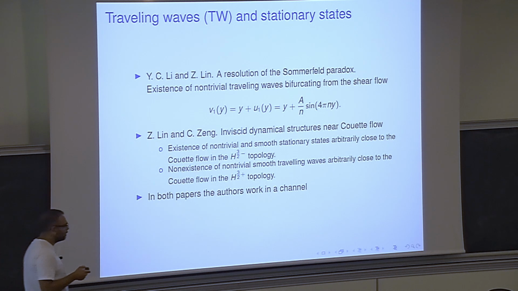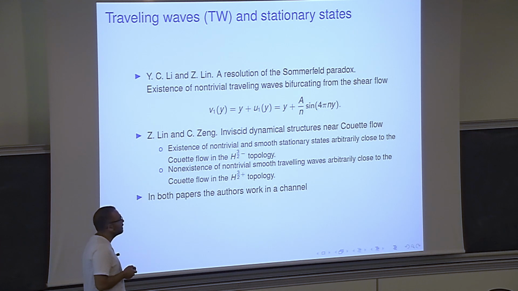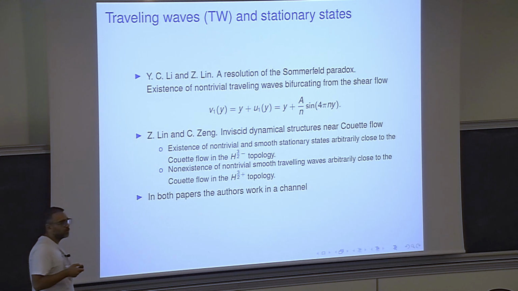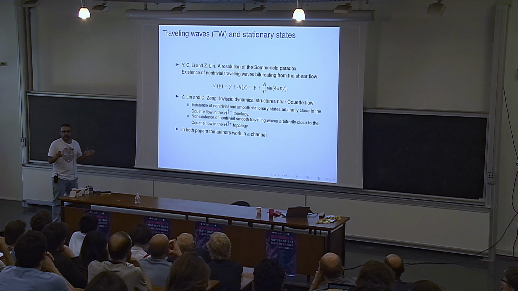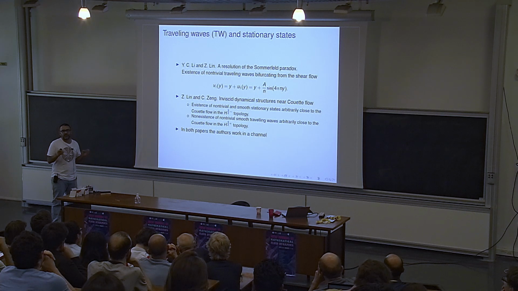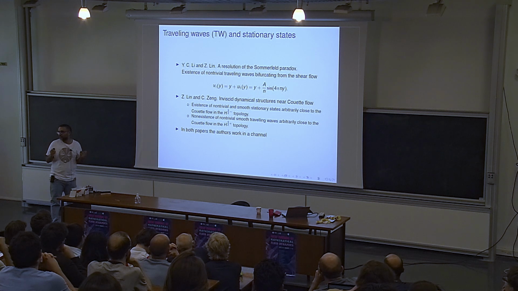The main topic of this talk is the existence of traveling waves arbitrarily close to the Couette flow, and what we know about this. So I'm going to comment on two papers. The first one is this paper by Lin and Zeng, where they find traveling waves arbitrarily close to the Couette flow at the level of the vorticity in L2. So if you measure the distance to the Couette flow in L2, they are able to find that arbitrarily close to it, there exists some traveling wave.